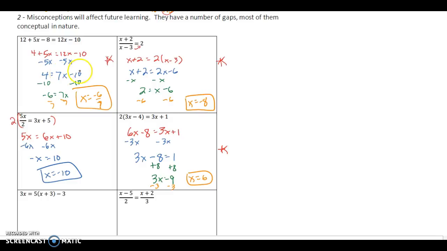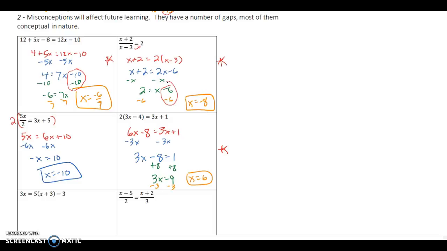We're good. Here's where we run into a conceptual error. To reverse subtracting 10, we want to add 10 to both sides. And this particular person subtracted 10 from both sides. That's a conceptual error that does not reverse a negative 10. Same thing here. We have a very minor mistake, but again, a conceptual error. To reverse negatives or subtracting 6, we want to add 6 to both sides.